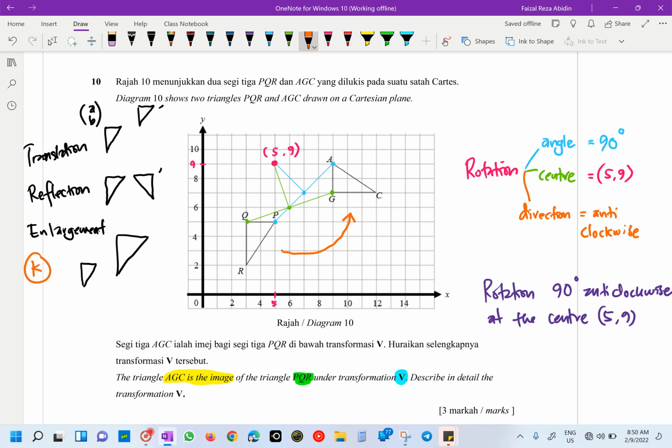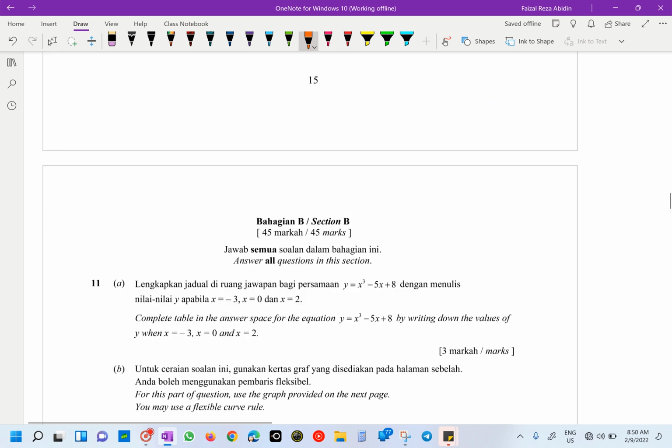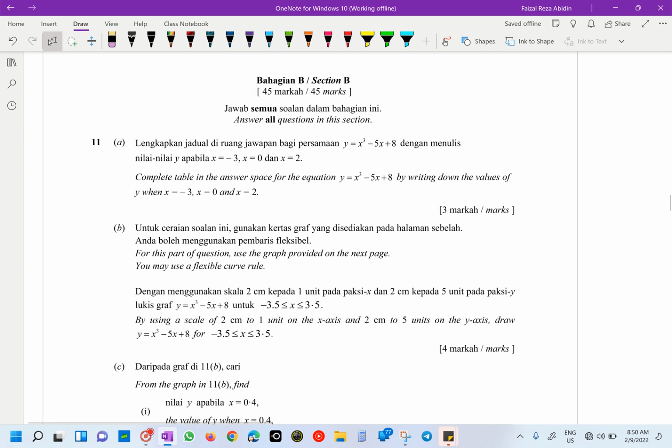Okay, girls, can? Yes. Okay, can I proceed to the next one? Yes. Our section B. Sekejap, saya nak asingkan section A dengan section B here. Okay, section B done.